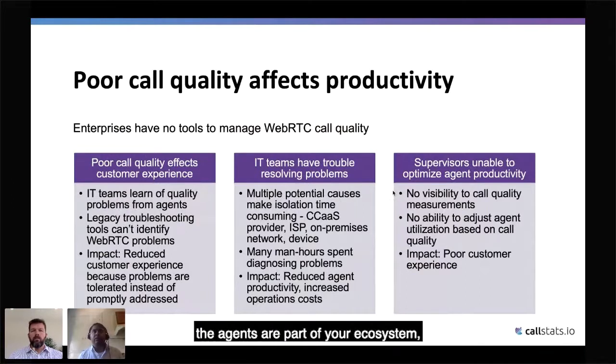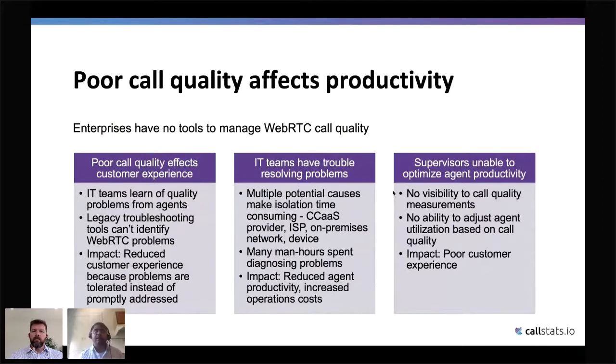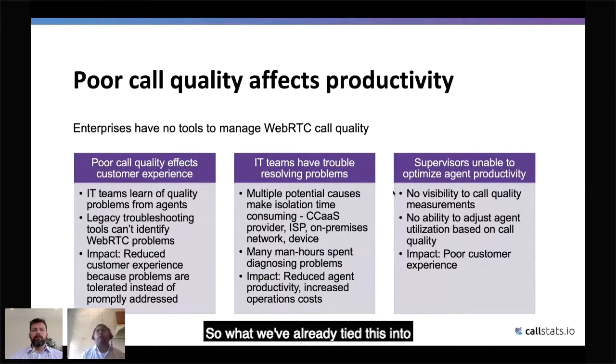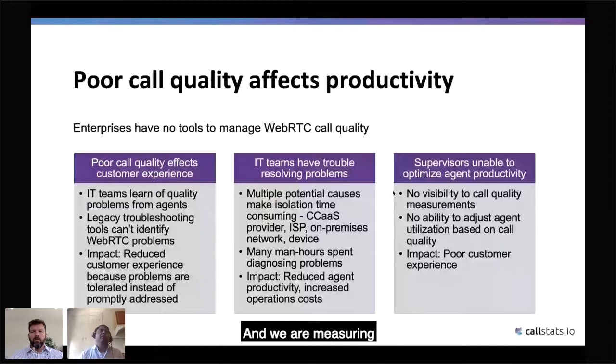So call centers are similar. The agents are part of your ecosystem. They're employees or contractual employees, and if they have a bad experience, then they're less productive. And what we've already tied this into is taking the quality scores and measuring productivity as individuals. So if someone says, I'm going to do 20 hours of calls this week, I'm going to do an outbound sales call, I'm going to make these 40 calls in a row, and I want a good experience, and they run into issues, then they're less productive. And we are measuring these things.